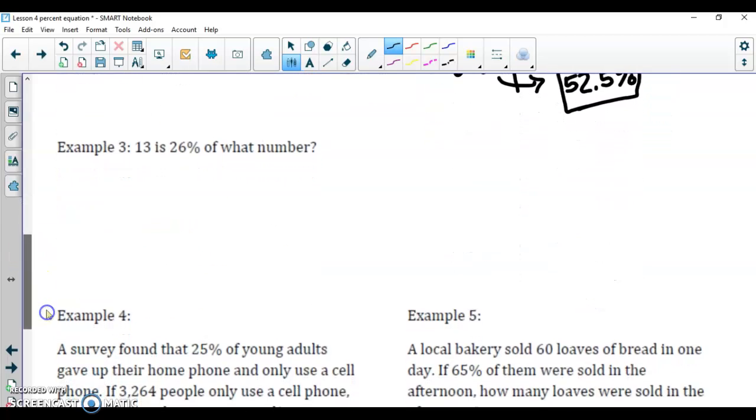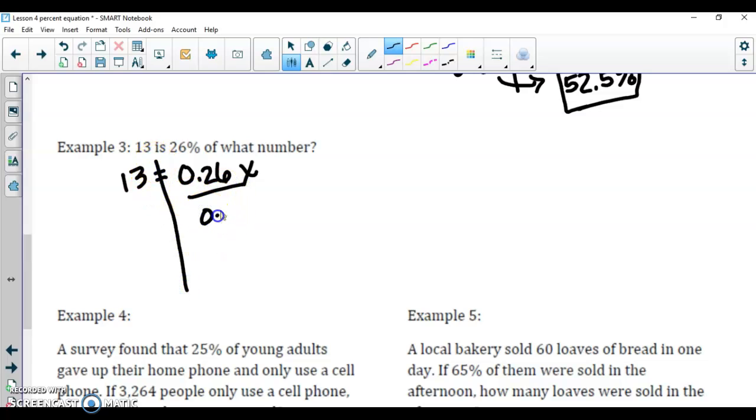Go ahead, try number 3. See if you can come up with the equation first. It's going to ask you to select an equation, and then it's going to ask you to go ahead and solve. So your correct equation here, 13 is 26%, changes to a decimal, of what number? So times x. On both sides, you're going to divide by 0.26. And you're going to get x equals 50. So 13 is 26% of 50.